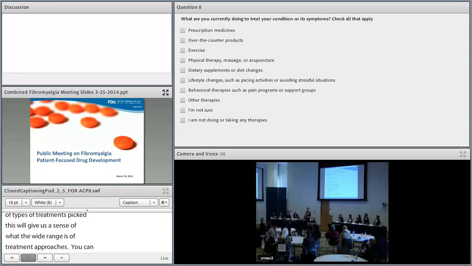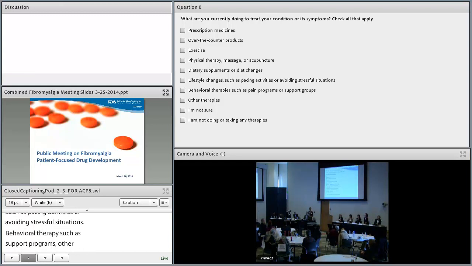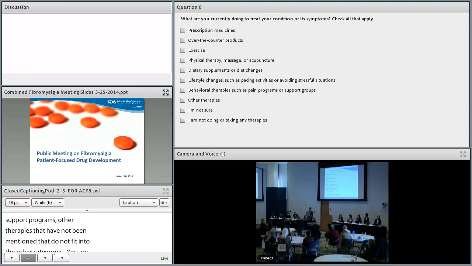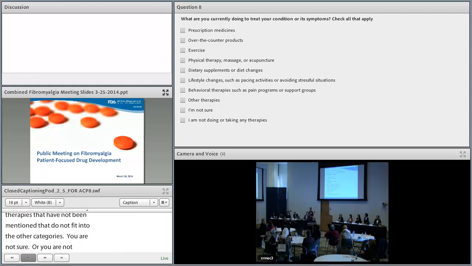Prescription medications, over-the-counter medications, exercise, physical therapy, massage or acupuncture, dietary supplements or other diet changes, lifestyle changes such as pacing activities or avoiding stressful situations, behavioral therapies such as pain programs or support groups, some other therapies that have not yet been mentioned that don't fit into one of those other categories, you're not sure, or you're not currently doing or taking any therapies. So I'll give you a few minutes because I'm imagining that many of you have many of these.